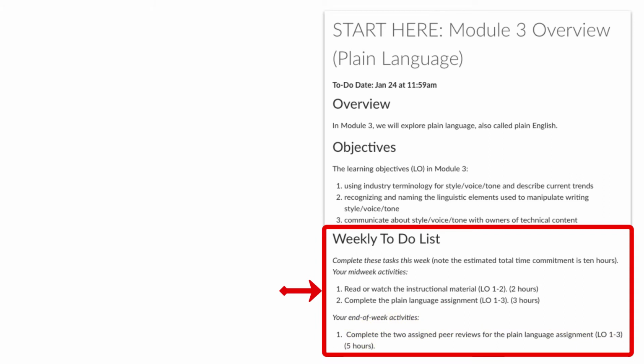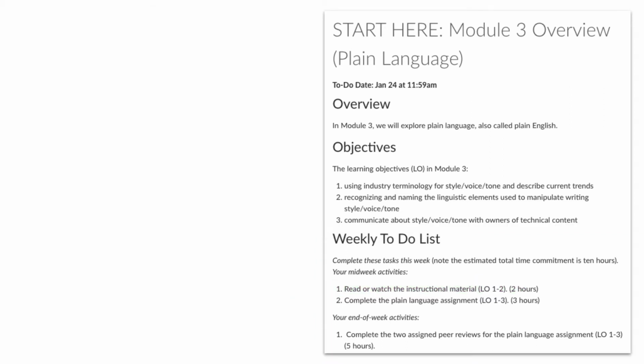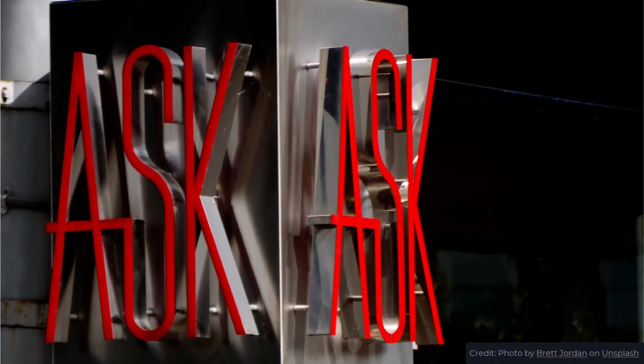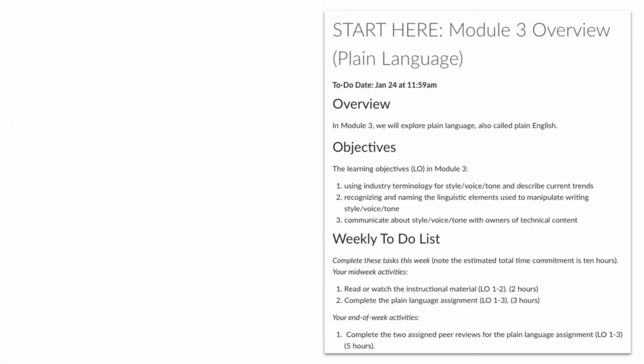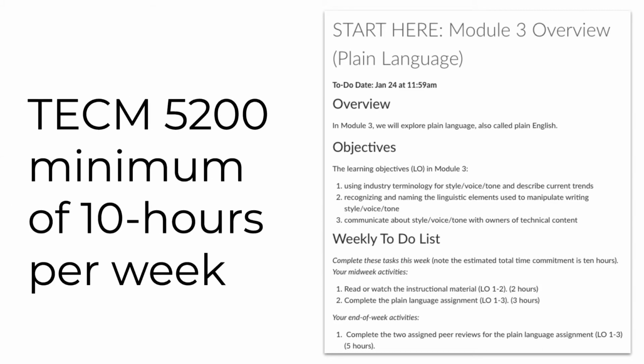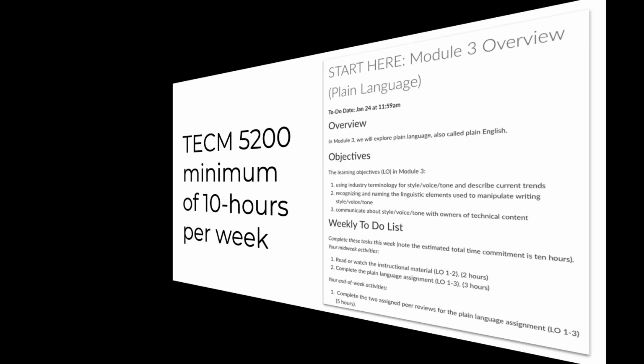Each to-do is connected to the module's learning objectives and ends with a recommended time allocation. For example, I recommend students spend 2 hours on the instructional materials before Thursday at midnight in Module 3. If you end up spending far more time on an activity than I've indicated in the overview, please contact me so I can help you figure out why or where you're losing time. I want you to use those 10 hours per week effectively.